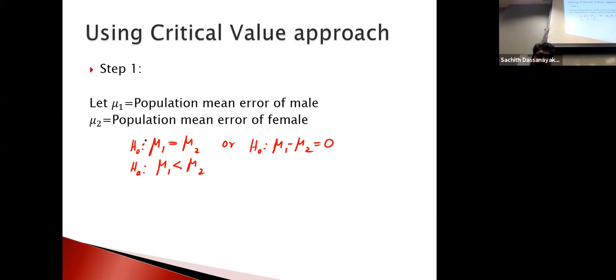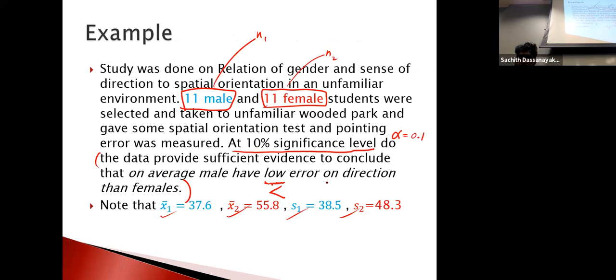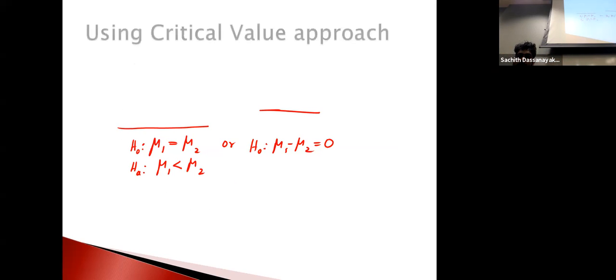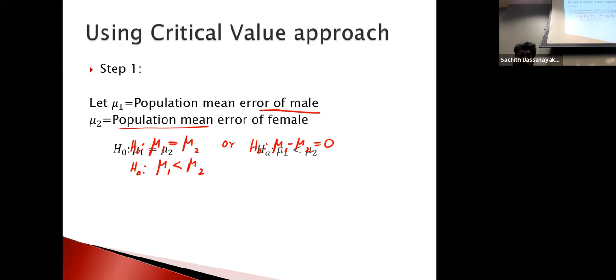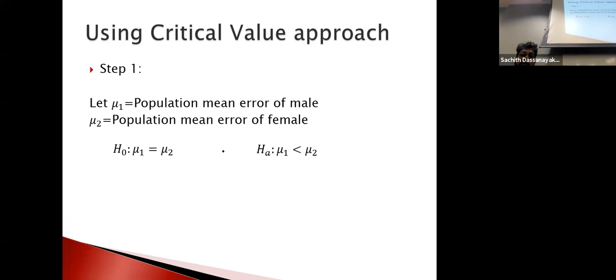So how did I decide what mu1 and mu2 are? Mu1 is the population mean error of male, and mu2 is the population mean error of female. Error direction on female and error direction on male, that's what we are comparing here. So x1 and x2 values are given. Let me erase this. So H0 versus H1, this one versus this one.